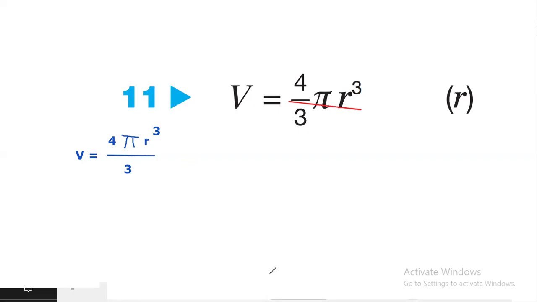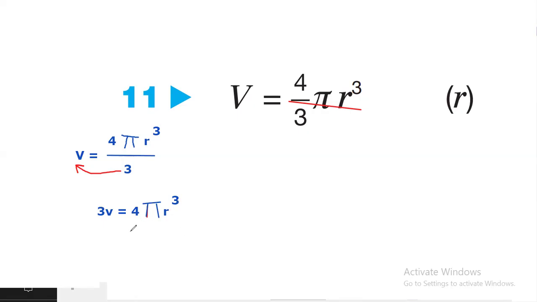First thing I do, I have to move the 3 to the other side. Because it's divided, I'm going to move it to the other side by multiplying. This will give me 3v, like this, 3v. Let's make it blue. So 3v equals, I removed the 3, so I end up with 4 pi r power of 3. R power of 3. Now let's write the pi over here. I can use the pi as a number or leave it as it is. It's up to you. You can use it as 3.14 and multiply it by the 4, or leave it as a symbol like this. Okay. So 3v equals 4 pi r power of 3.